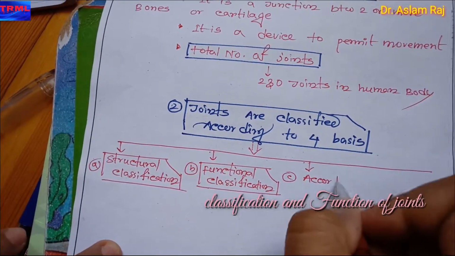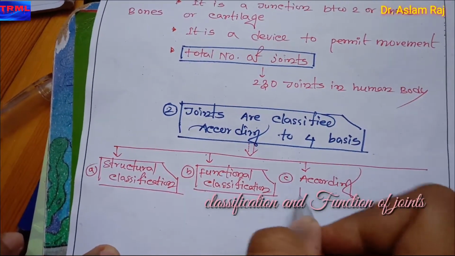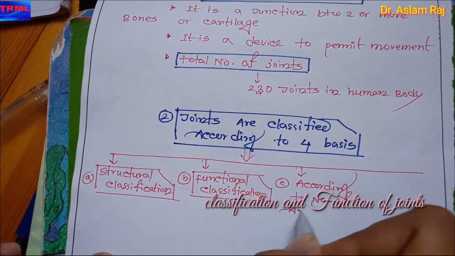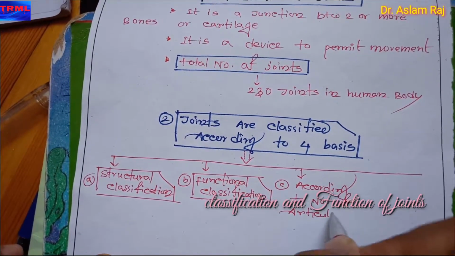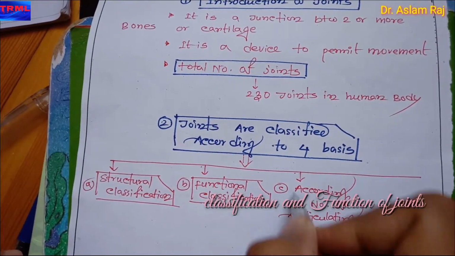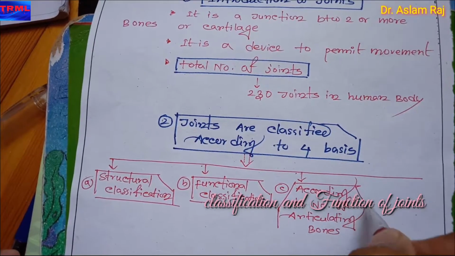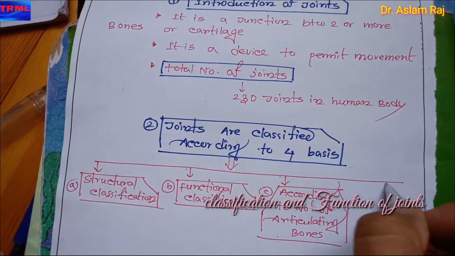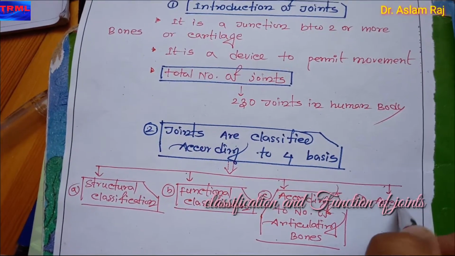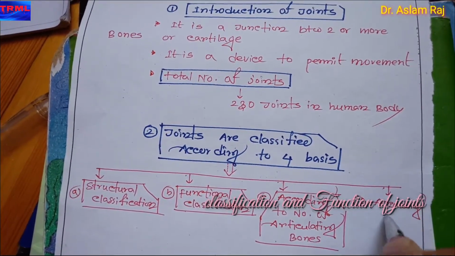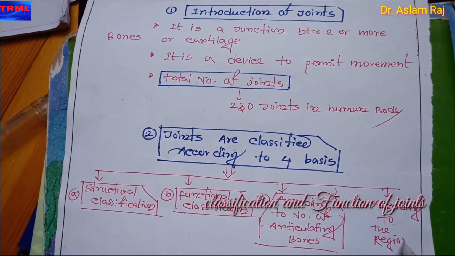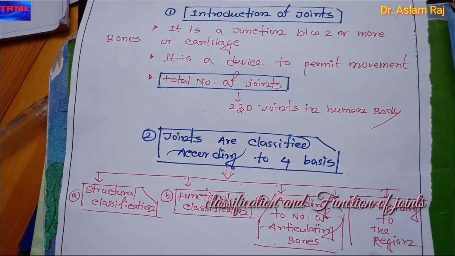And third one is according to the number of articulating bones. How many bones are articulated there? And last one is according to the region. This is the regional classification. Which region is the joint present in?